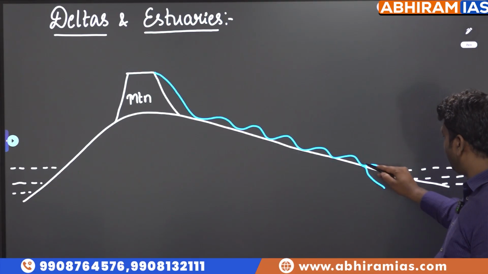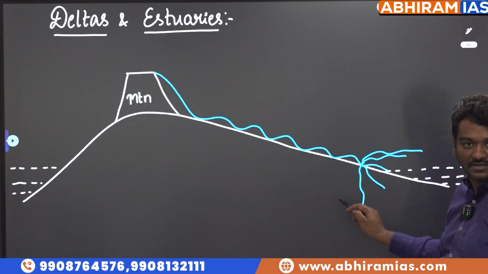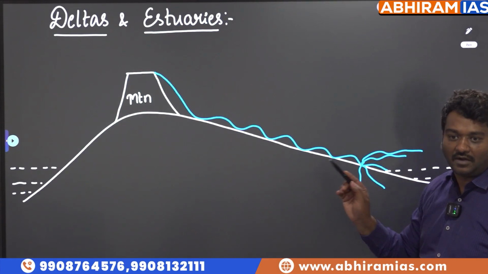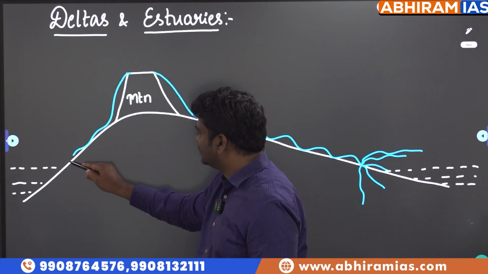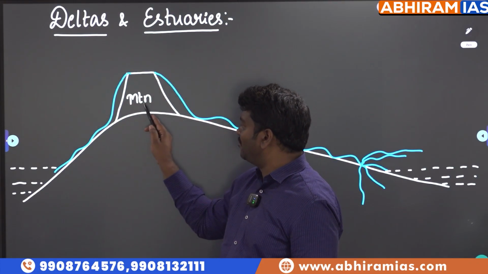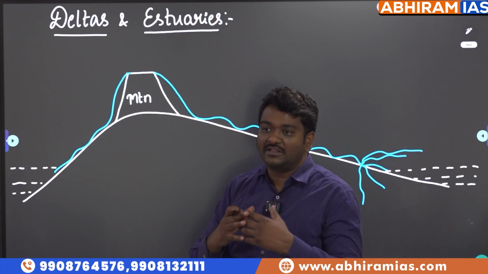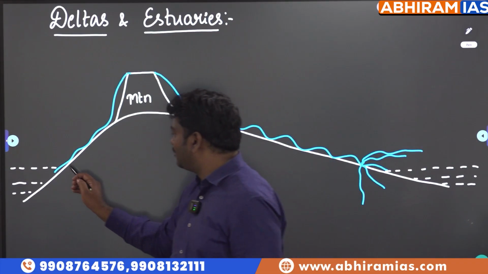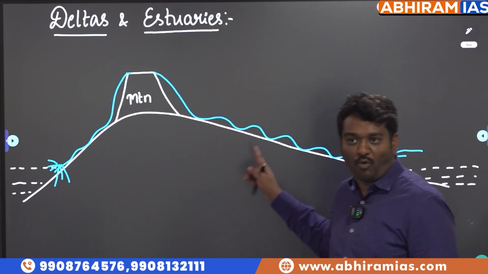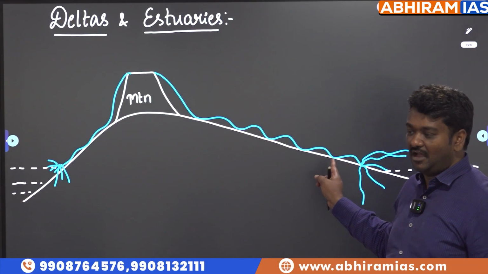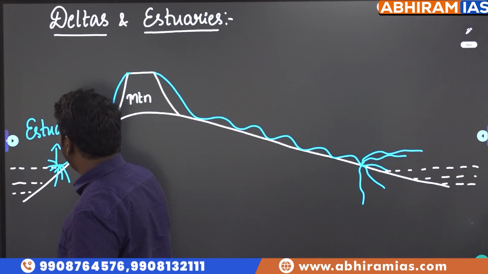Here, just as the river is about to reach, what is going to happen? A lot of sediments will be deposited. These deposits are called deltas. Now you tell me, when the river comes like this, can I say the gap between the mountain and the ocean is very less? So the river cannot deposit all the sediments effectively. What is going to happen? You will have less area. When deposits are in more area, we call it deltas. When deposits are in less area, we call it estuaries.